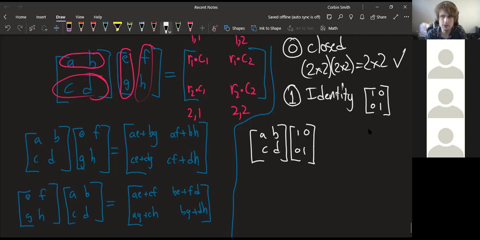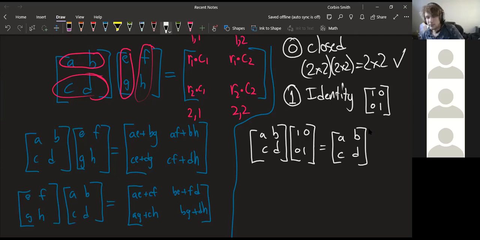So let's return back to the proof that this is actually the identity. This is going to be A times 1 plus B times 0. So that's just A. A times 0 plus B times 1. That's just B. C times 1 plus D times 0. That's just C. C times 0 plus D times 1. That's just D. Okay, so we get what we need.